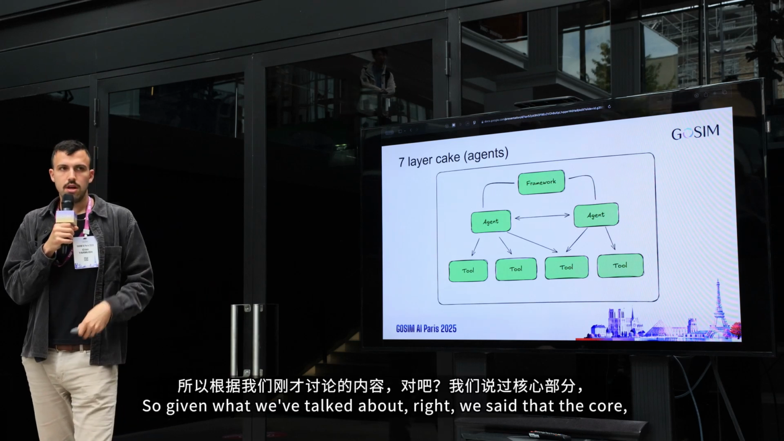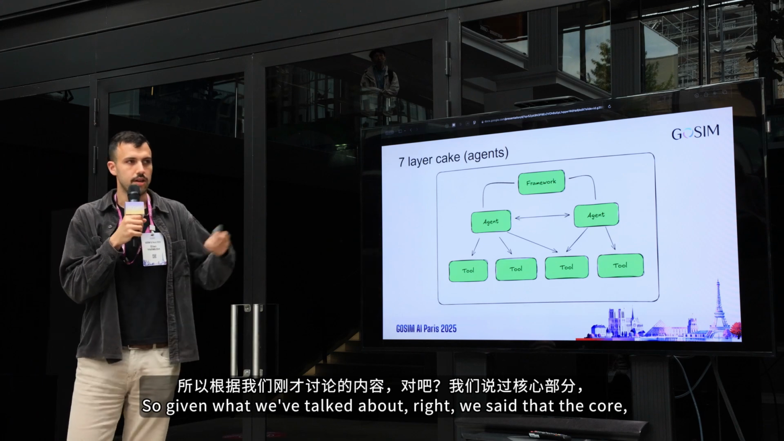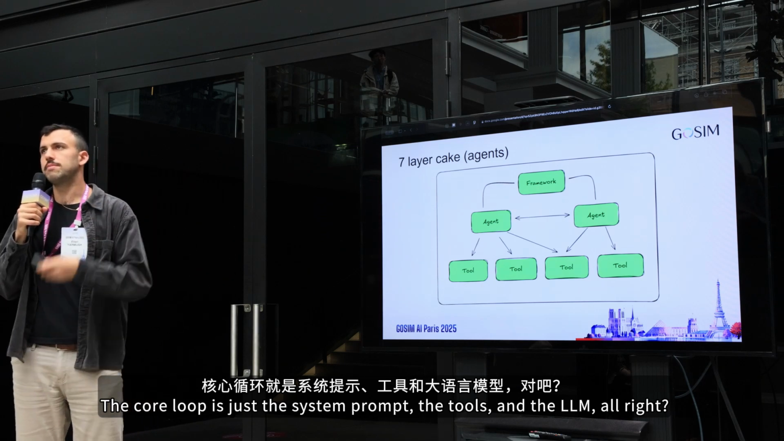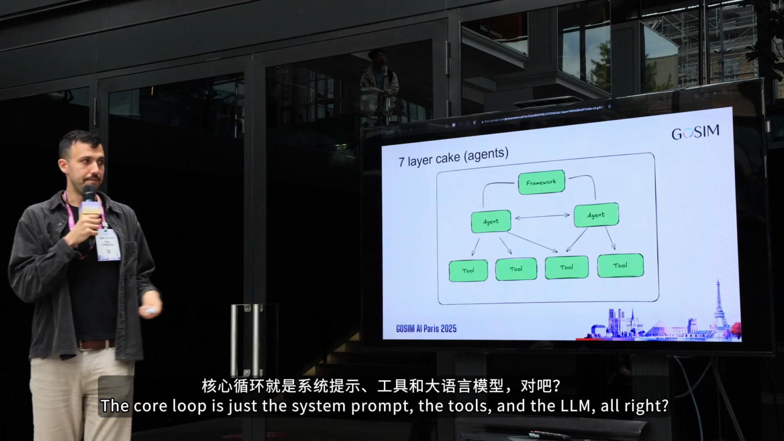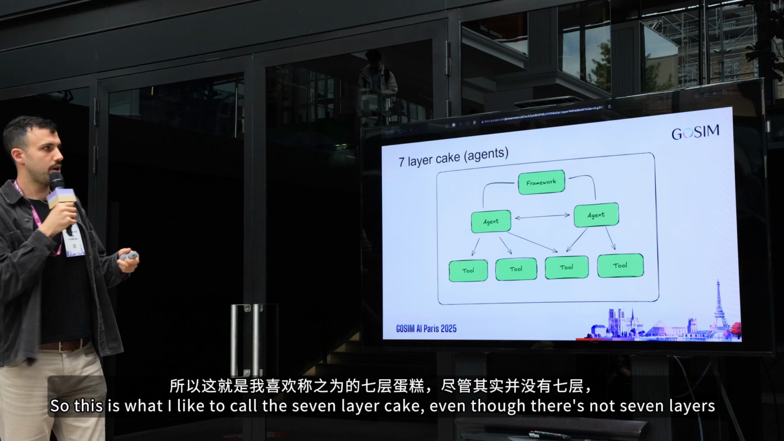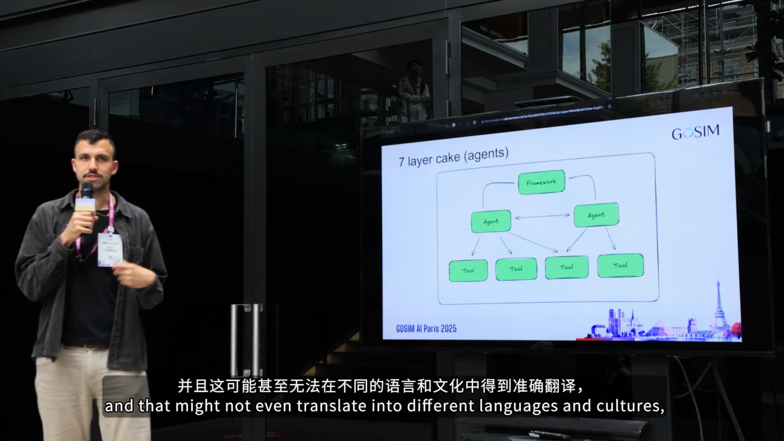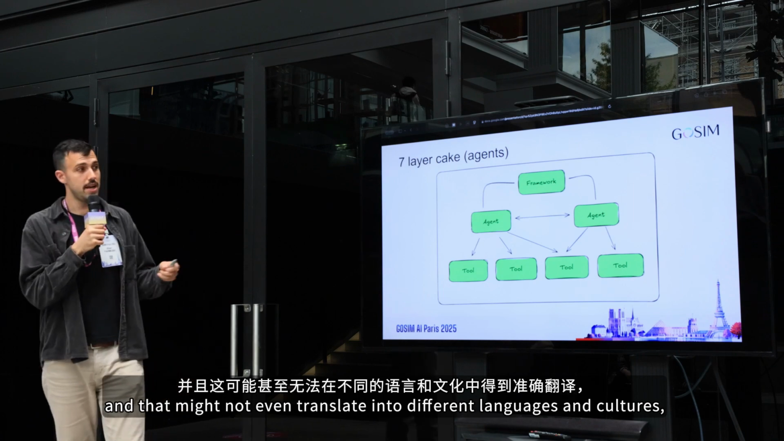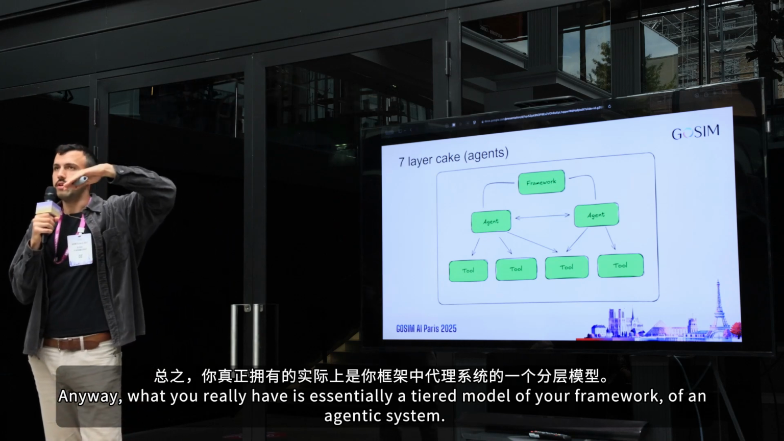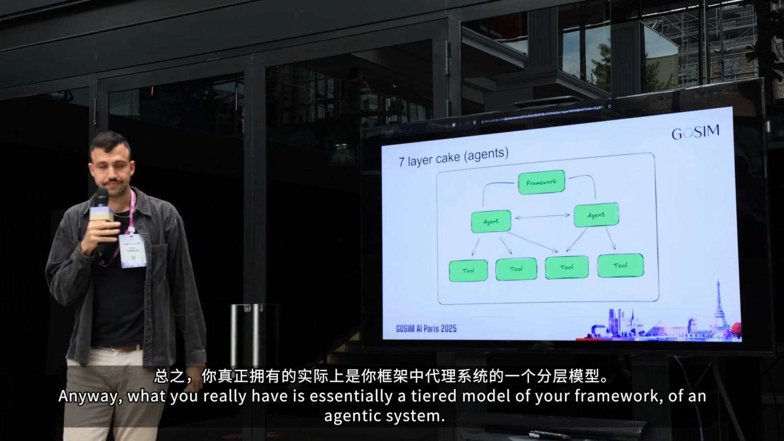Awesome. So given what we've talked about, we said the core loop is just the system prompt, the tools, and the LLM. So how do you scale that? This is what I like to call the 7-layer cake, even though there's not 7 layers, and that might not even translate into different languages and cultures. But anyway, what you really have is essentially a tiered model of your framework, of an agentic system.